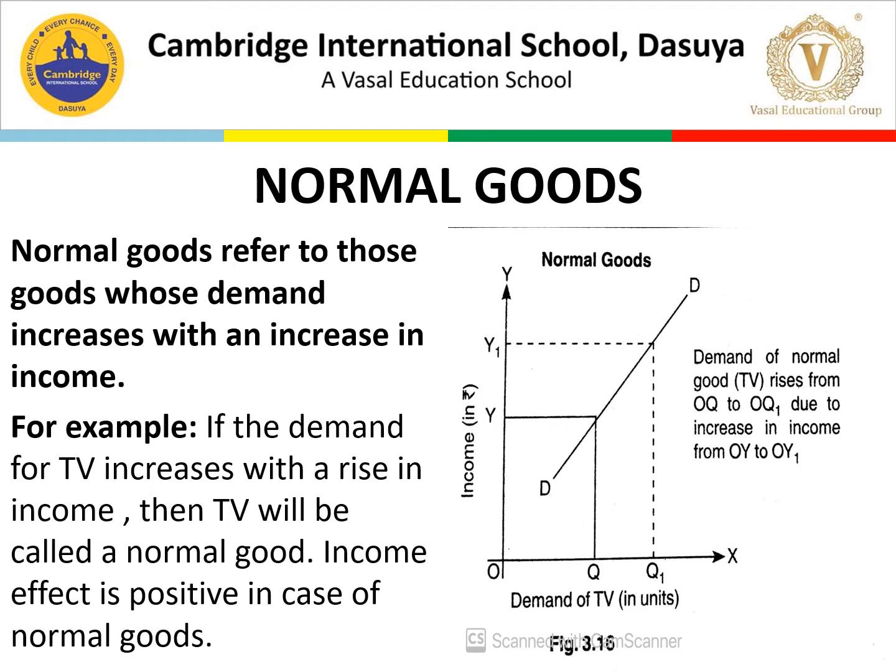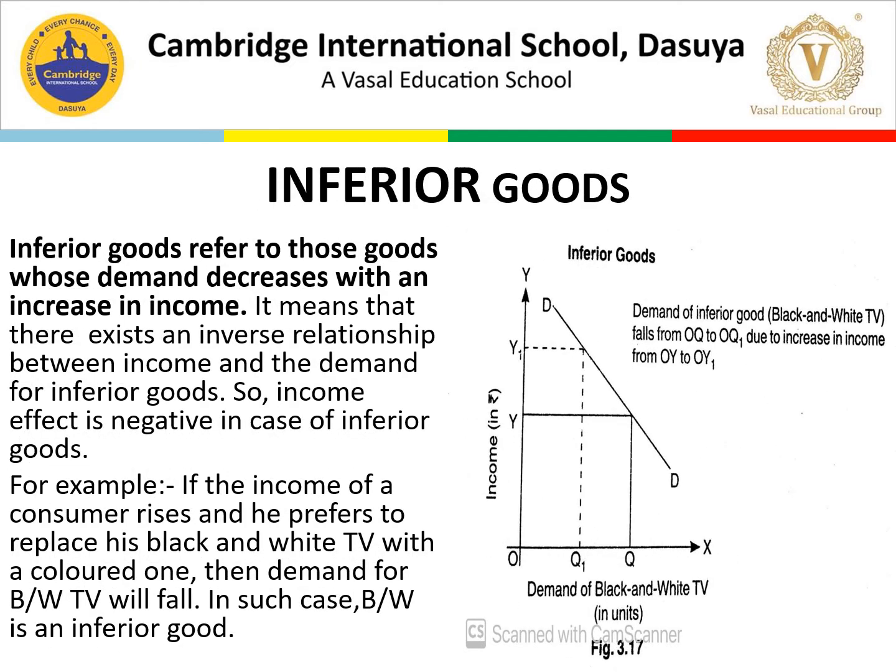Next, inferior goods are the opposite of normal goods. Inferior goods refer to those goods whose demand decreases with an increase in income. Some of the goods, when we were having less income, obviously we were buying at that time. When our income increases, obviously we will shift to the normal goods. So it means there exists an inverse relationship between income and the demand for inferior goods. So income effect is negative in case of inferior goods. In the case of inferior goods, the income effect is always negative.